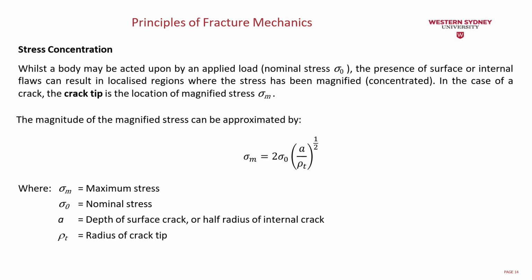To calculate the magnitude of the magnified stress, we can use the equation: sigma m is equal to sigma o multiplied by the ratio of a to rho t, to the power 0.5, where sigma m is the maximum stress, sigma o is the nominal stress of the material, which is a property of the material, a is the depth of the surface crack or the half length of the internal crack, and rho t is the radius of the crack tip.